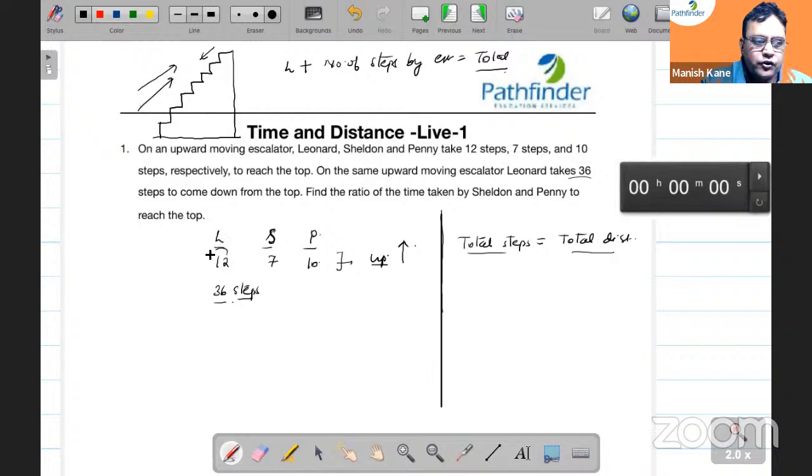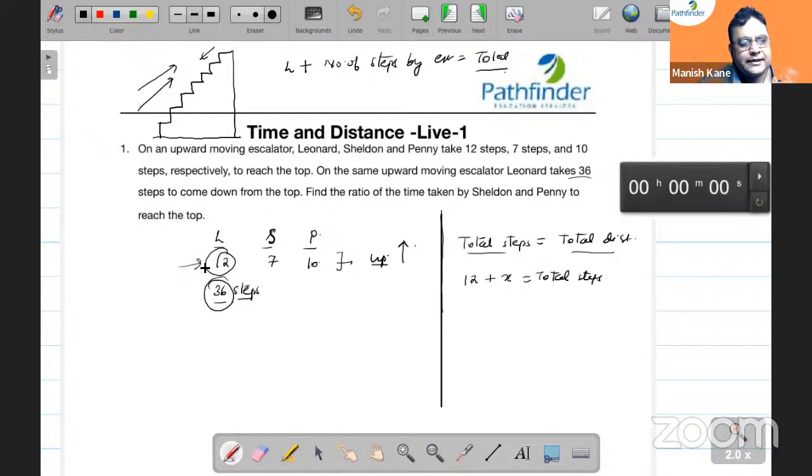So since the speed of walking is same, in the first case, Leonard must have walked 12 steps plus X steps must be covered by the escalator, and this must be equal to total number of steps, correct?